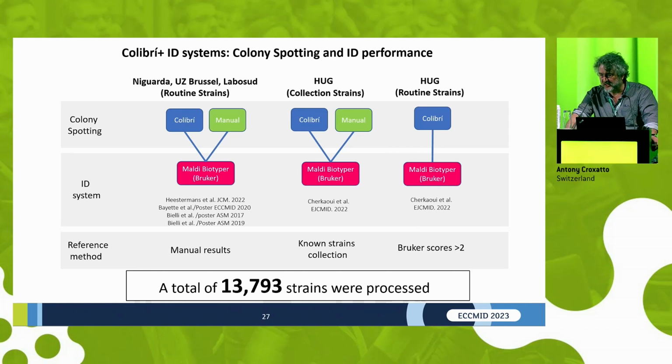So that's the evaluation that these different labs did. 3 labs, basically, compared Colibri preparation versus manual preparation, and the reference method was the manual preparation. The University of Geneva HUG did a different approach. They had a collection of strains, so known, identified strains, and they compared the performance of the Colibri and manual preparation to this known strain collection. And maybe the more realistic evaluation was when they had the Colibri in production, just looking at the rate of Bruker scores above 2.